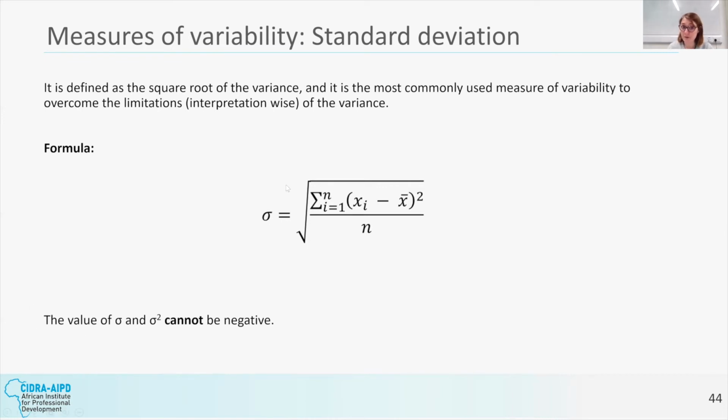The value of sigma, which is our standard deviation, and sigma square, which is our variance, cannot be negative. This happens for a mathematical reason, because as we can see here, we have a squared term. We know that a square of a negative number is a positive number, and the square of a positive number is again a positive number. So the value of sigma and sigma square cannot be negative.